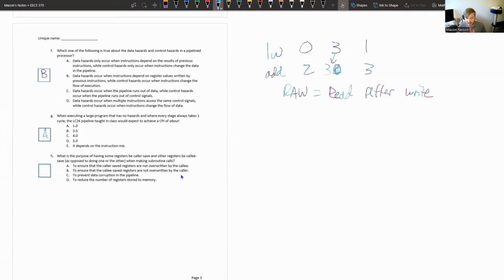If we are completing an instruction every single cycle, except for the 4 startup stages, then we'll get a CPI of about 1. So that's why A is correct.